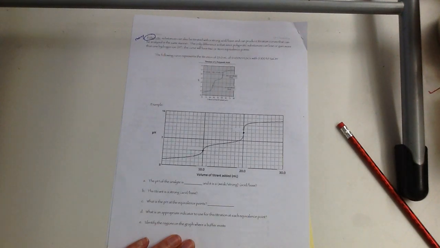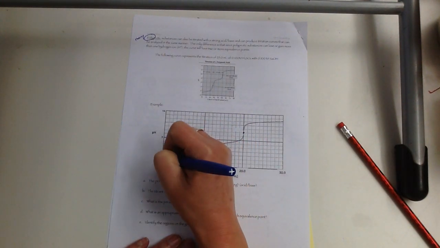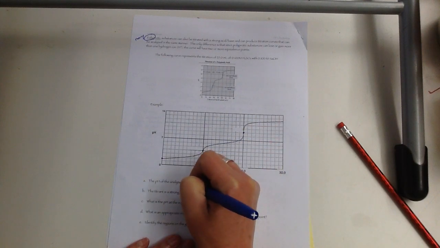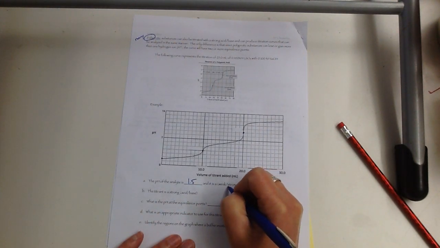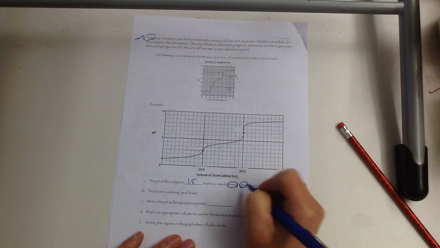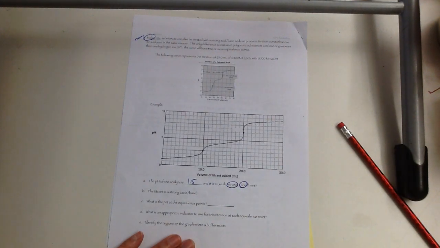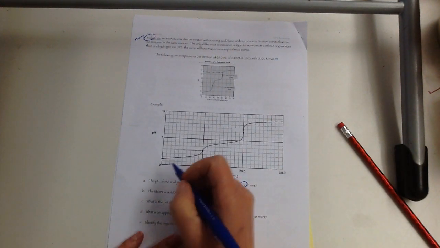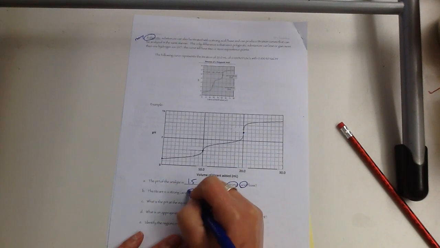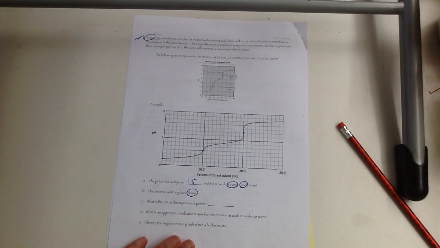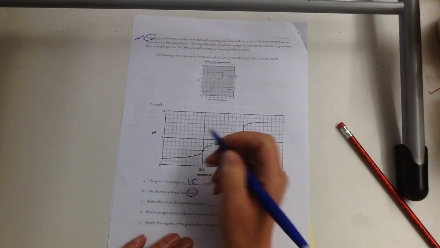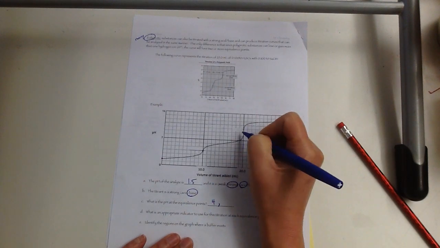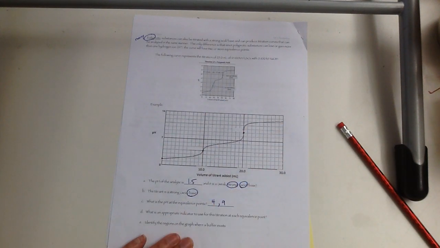So it says the pH of the analyte is initially right about here, which is 1.5. And is it weak or strong? Well, anything less than 2 is considered a strong acid, right? All right, is the titrant an acid or a base? Well, hopefully you see the pH is going up, therefore the titrant's a base. What is the pH at the equivalence point? Well, this equivalence point seems to be occurring right here at about a pH of 4, and this equivalence point is occurring at a pH of about 9.